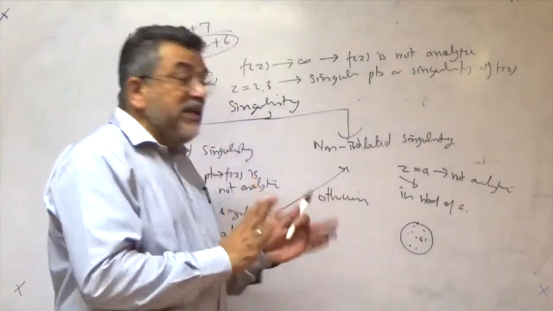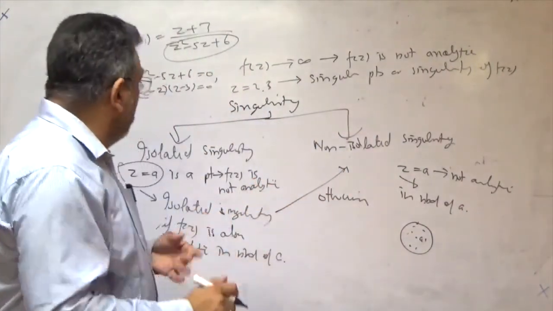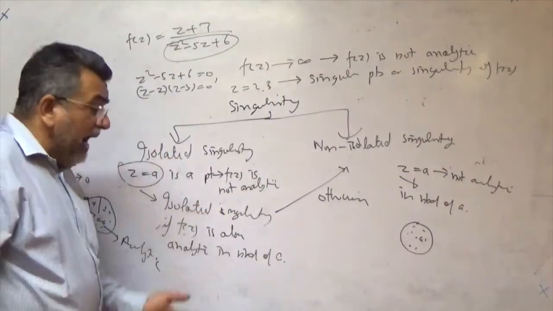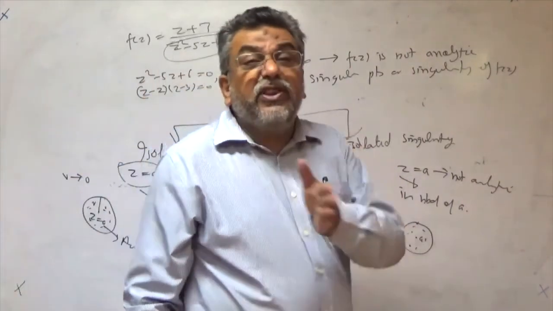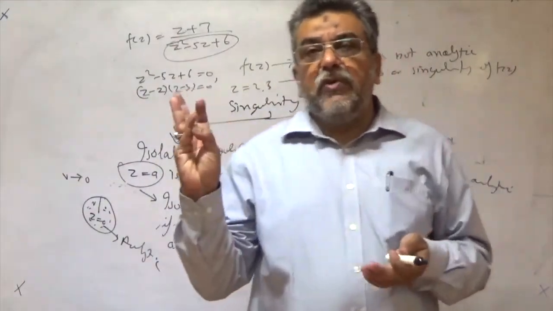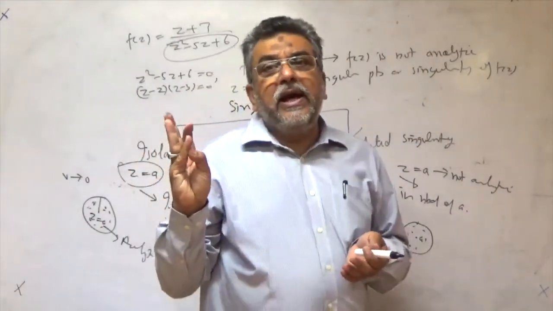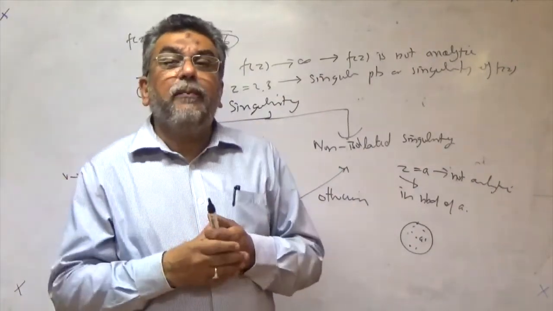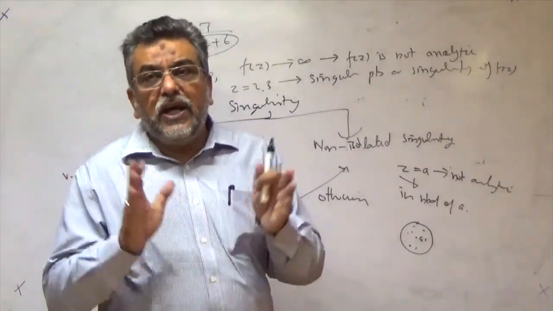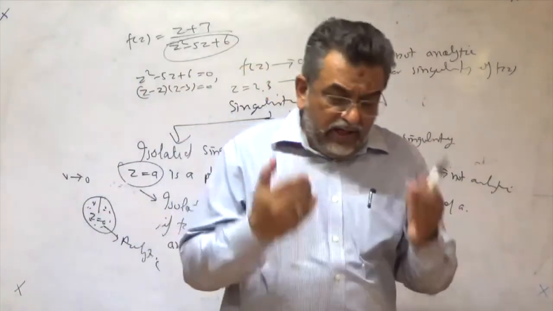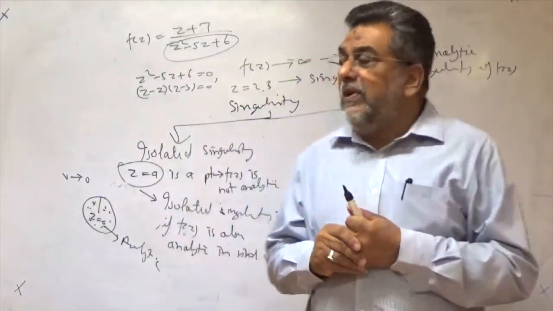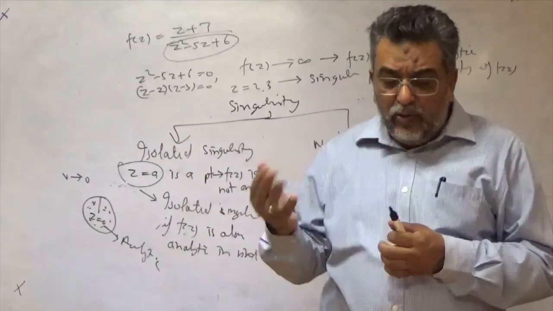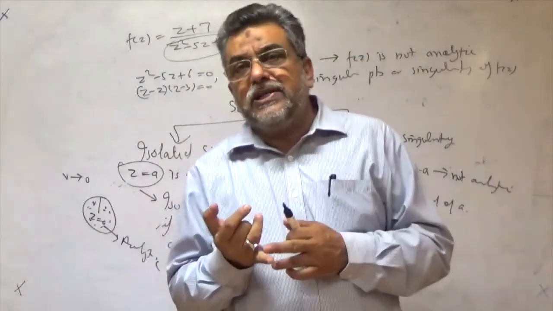These are two main types. Now, in our syllabus, isolated singularity is further of three types: one is removable singularity, another is essential singularity, and thirdly, poles. In the next lecture, first I will discuss the different types of isolated singularity, as I told you: poles, removable singularity, and essential singularity.